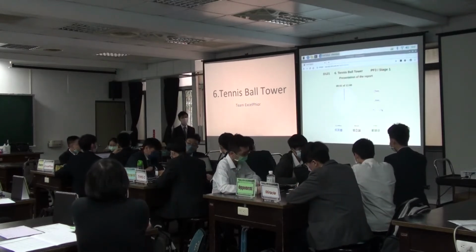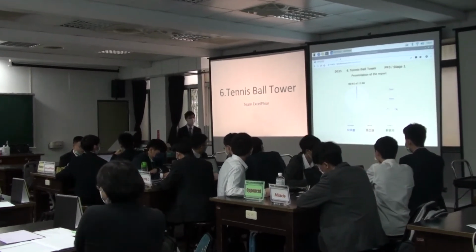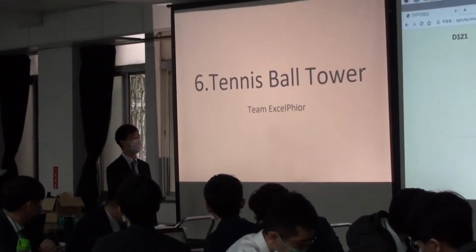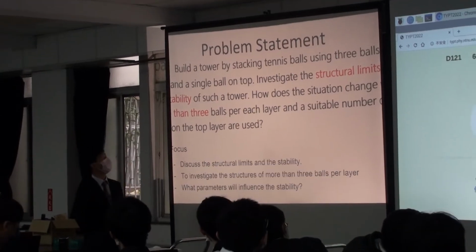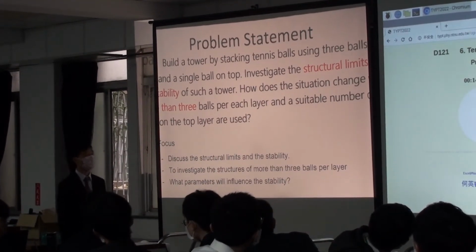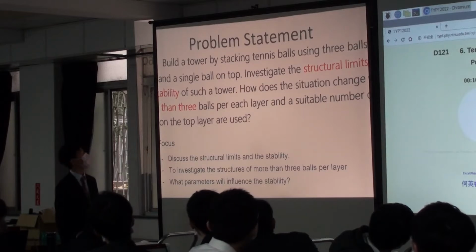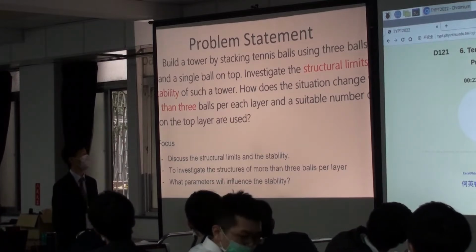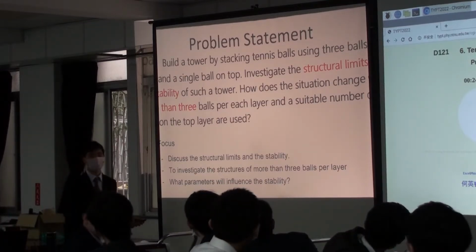Reporter take control. Honorable jury, fellow competitors, this is a reporter from Human Celsius, reporting problem number 6, tennis ball tower. Build a tower by constructing tennis balls using 3 balls and a single ball on top. Investigate the structural limits of such a tower. How does the situation change with more than 3 balls per each layer and a suitable number of balls on the top layer are used?